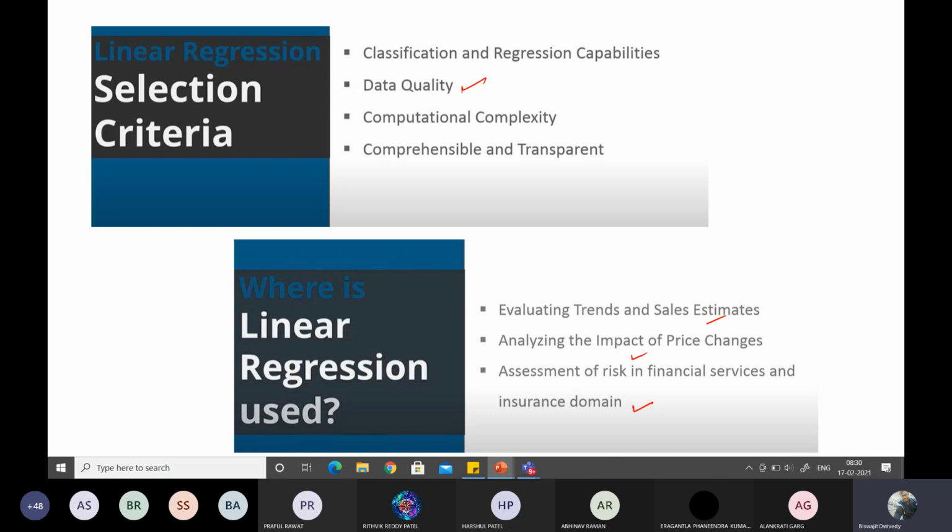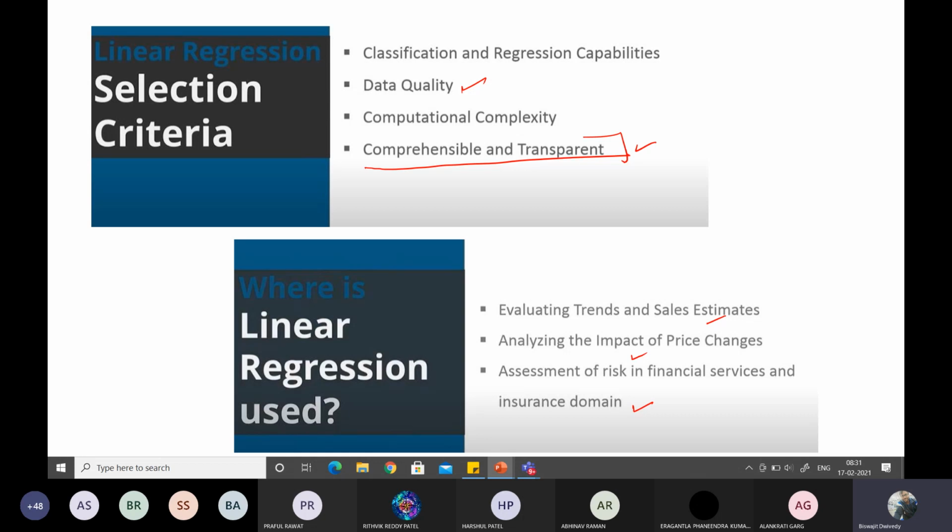Okay, so if your data set is complex, with so many input variables, and we are trying to fit all those points to a straight line, it will be very difficult. At that time we should not use this model, we should go for some other model. Basically these are preferred whenever the problem is comprehensible and transparent. This technique is very much straightforward.